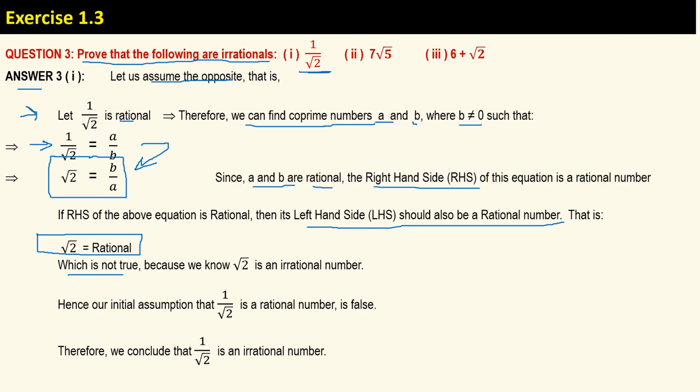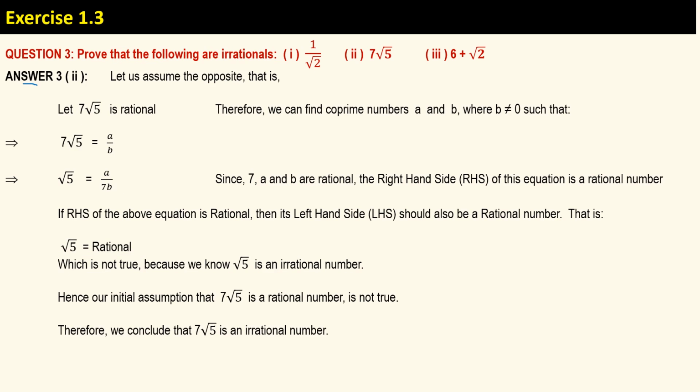But this is not true because we know that square root of 2 is an irrational number. Hence, we have arrived at a contradiction. So we can say that our initial assumption that 1 divided by square root of 2 is a rational number is false. Hence, we conclude that 1 divided by square root of 2 is an irrational number.